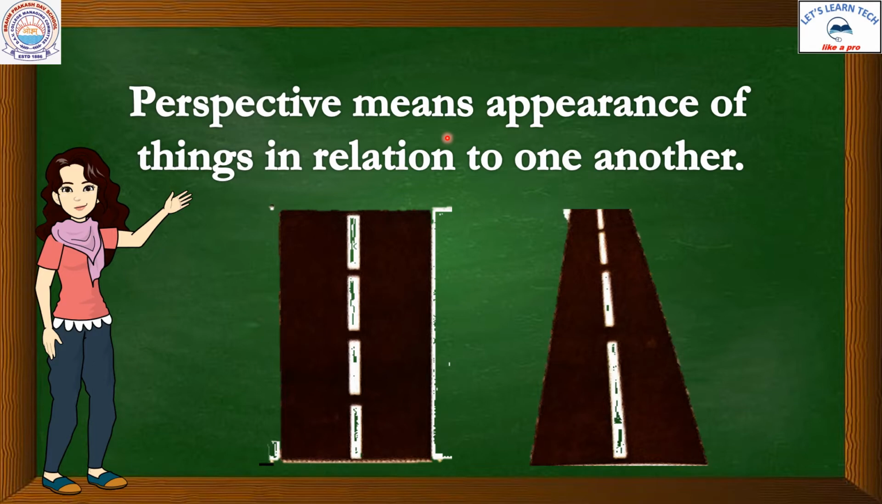Before that, what is the meaning of perspective? Perspective means the appearance of things in relation to one another. Suppose you want to insert a picture of a road onto your image. You can do that in Gimp by using the rectangular selection tool and the bucket fill tool, as I have shown in my video. But to get the look and feel of the perspective of the road, you need to add the perspective feature onto your image. Let us see how.